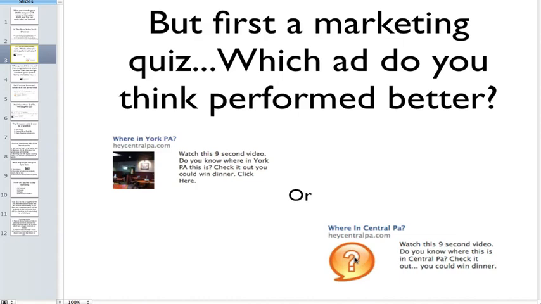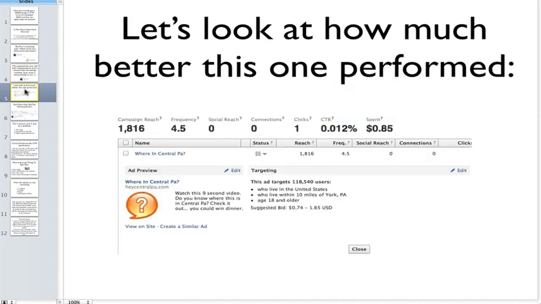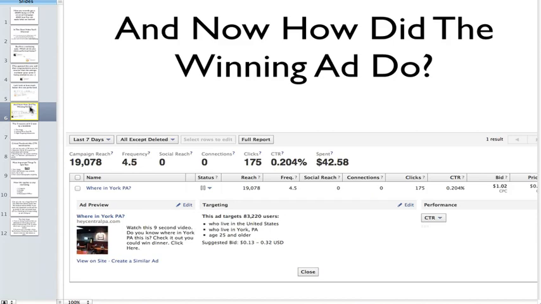All right. You've got 3 seconds to come up with your answer. 3, 2, 1, and if you guessed this one, the one on the left, then congratulations. You are smarter than the average marketer, and your prize is being emailed to you as we speak. Obviously, just kidding. Let's take a look at why this one not only won, but won by a landslide.